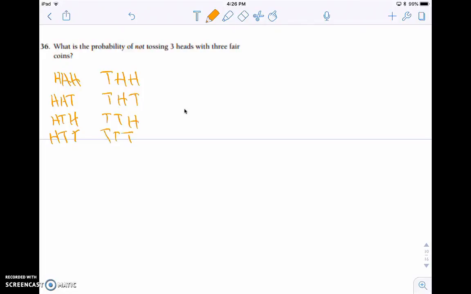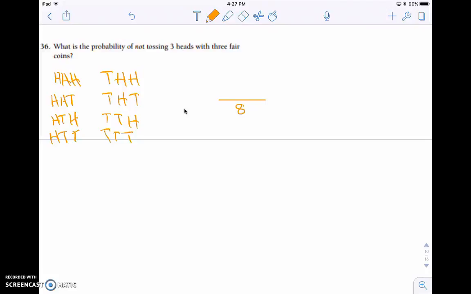So there were 8 possible outcomes, again, because there were 2 for the first, 2 for the second, 2 for the third, so 2 times 2 times 2 is 8. So there should be 8 possible outcomes. So we know that the total number of outcomes here is 8.